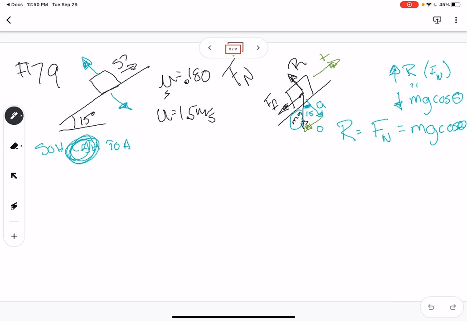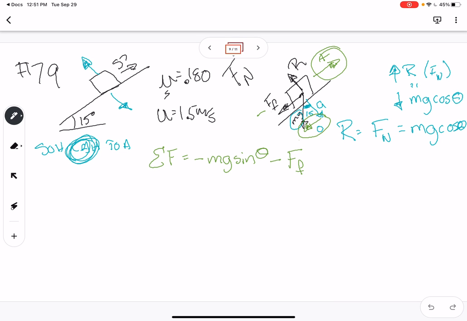The sum of the forces down the hill is equal to this component, and that component is negative mg sine of theta. The reason it's negative is because it's pointing in the opposite direction than we said is up. With force of friction, that would also make the force of friction negative. Negative force of friction.